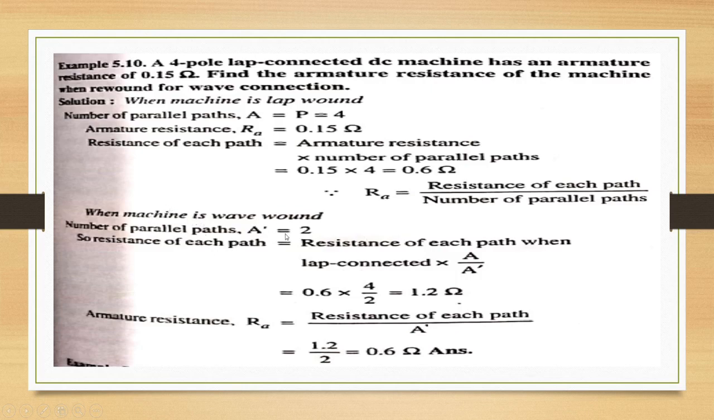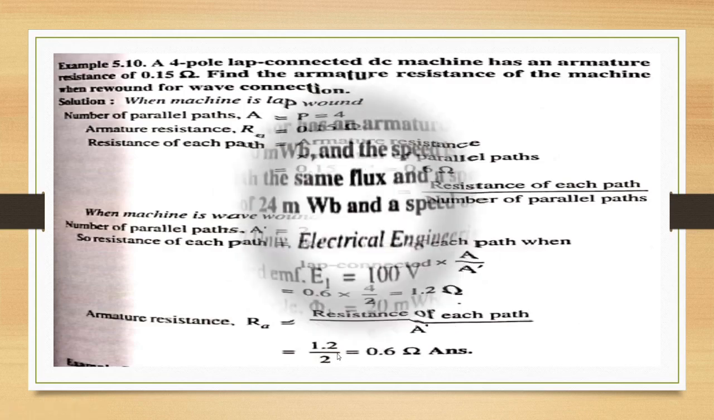So now let us see for wave wound. For wave wound, A is equal to 2. So resistance of each path is given as 0.6 into 4 by 2, that is 1.2 ohms. And armature resistance is resistance of each path by A, that is 1.2 by 2, 0.6 ohms.